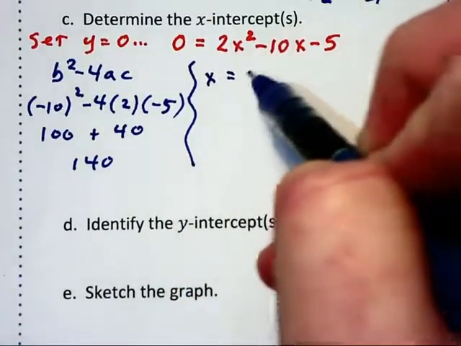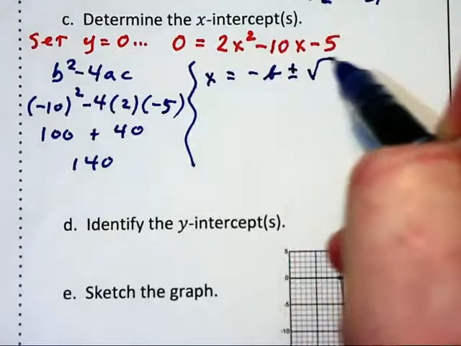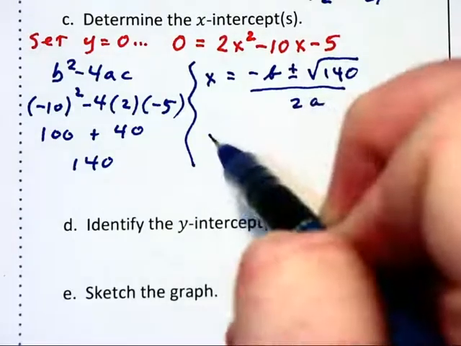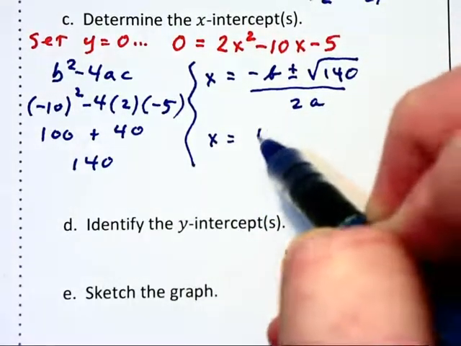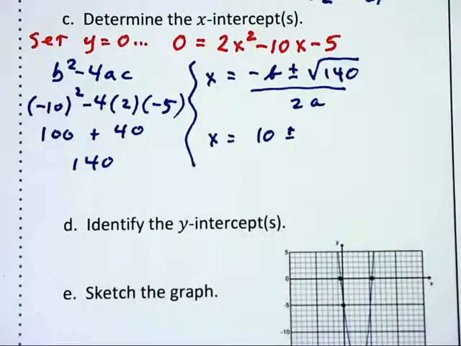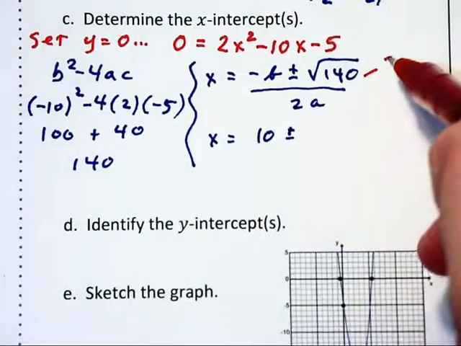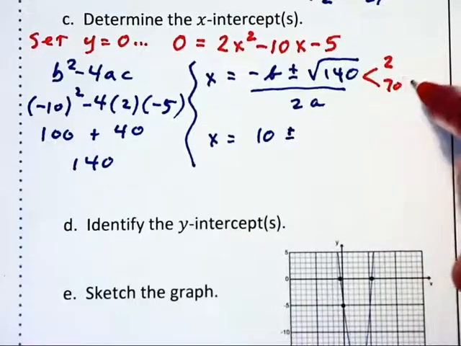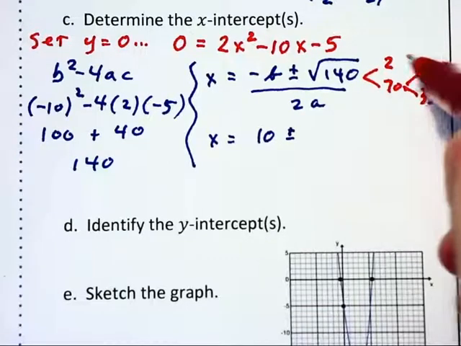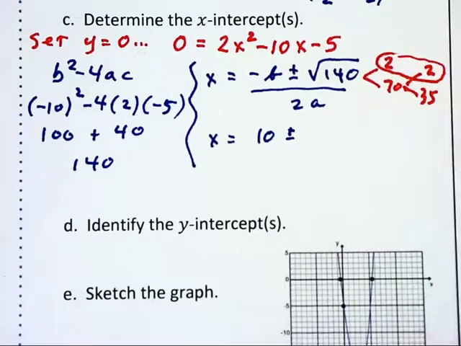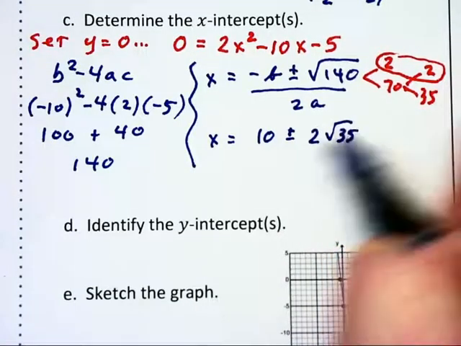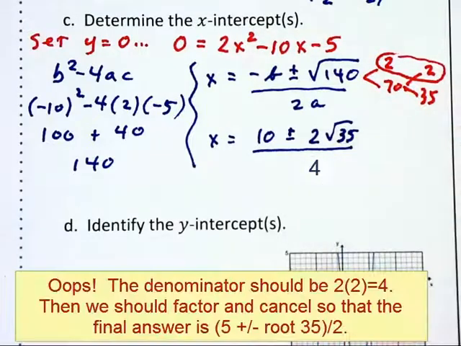x is going to equal negative b plus or minus the square root of 140 all over 2a, and for us that will be the negative of negative 10, so positive 10, plus or minus, okay, now we need to break down that 140. We know we're going to have a 2 times 70, and 70 is even, giving us 2 times 35, so we really have a pair of 2's there, don't we? So we're going to have 2 root 35. This will all be over 2.